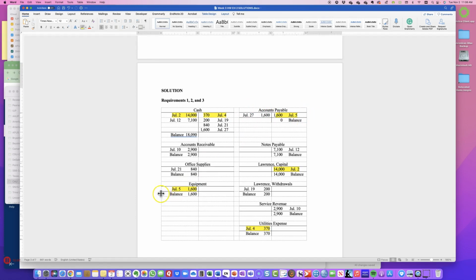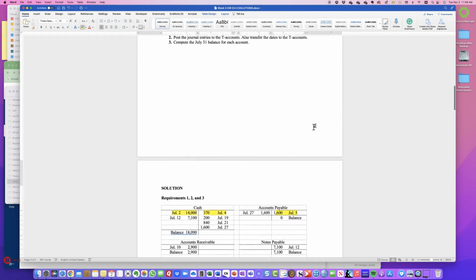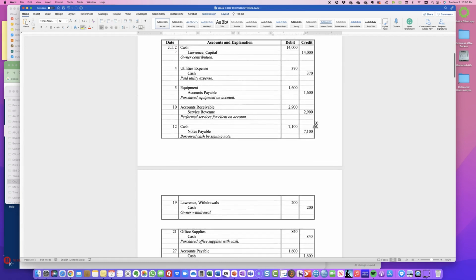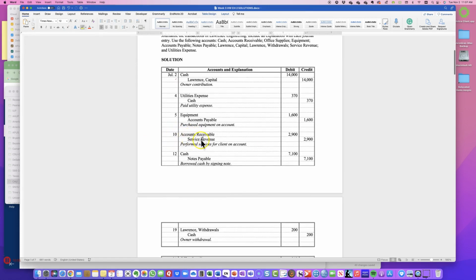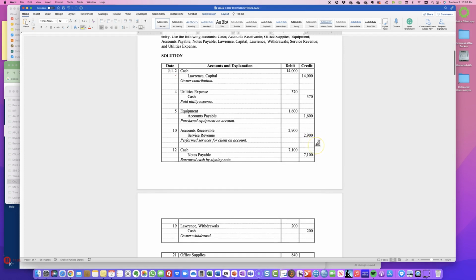So you have your July 5th of $1,600 and your July 5th here of $1,600 as well. Okay. And then just moving along, we keep going. So now on the 10th, we actually perform services for a client on account. So we're going to debit the accounts receivable for $2,900 and then credit our service revenue account.